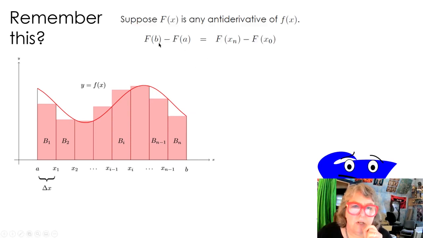I'm going to let big F of x be any antiderivative of little f of x, and I want you to look at F of b minus F of a, which can be rewritten as F of x sub n minus F of x sub 0. Why are you doing this, Megan? I know you're asking that question. Well, this is a proof. I'm going to sneak a proof in on you.